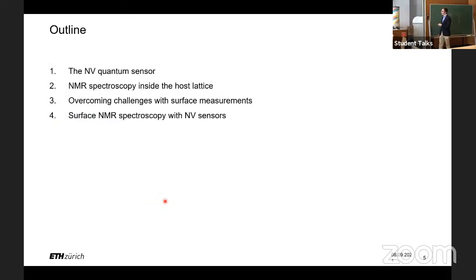So in the first half of my talk, I want to talk a little bit about our recent C13 carbon experiments and the challenges we encountered there. And then in the end, I want to give a little outlook on recent work towards really getting a functionalized surface.